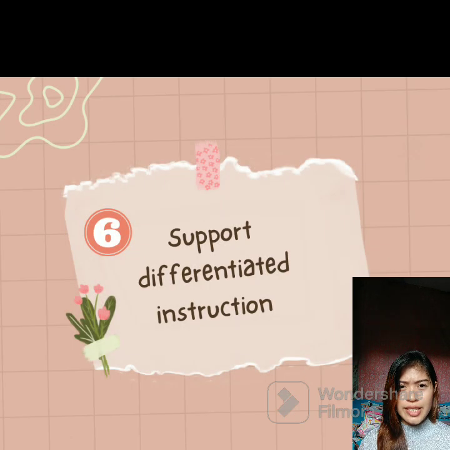And the sixth one is that it supports differentiated instruction. So manipulative materials can be used to differentiate instruction for students with different learning styles and abilities. It can be used to support struggling students or challenge advanced learners.